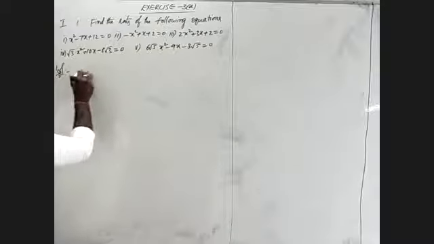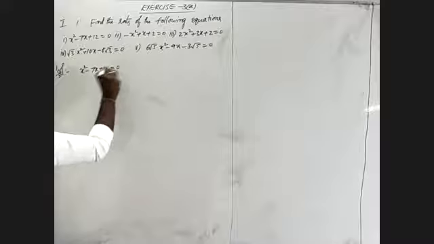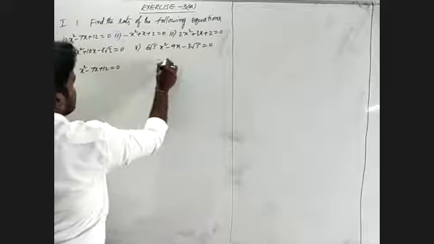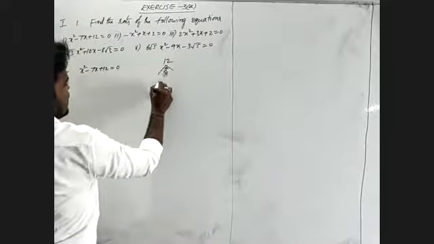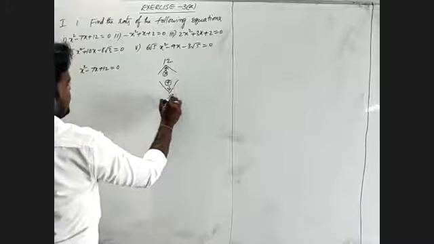First, I will take the first one. x square minus 7x plus 12 is equal to 0. Here the x square coefficient is 1, the constant is 12. 1 into 12 is 12. That means their product will satisfy 12. After that, their addition will satisfy minus 7.